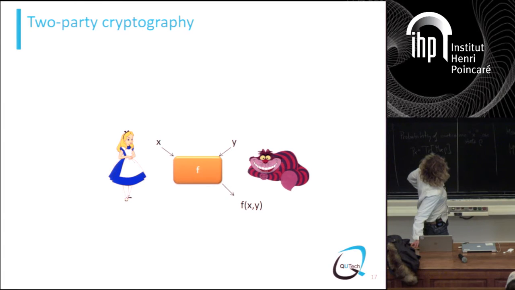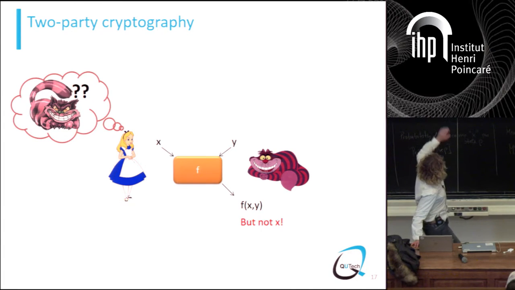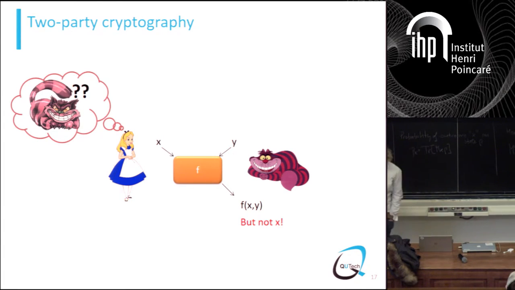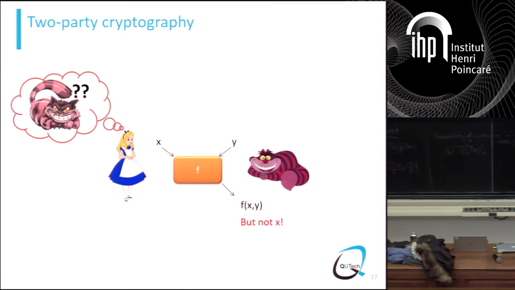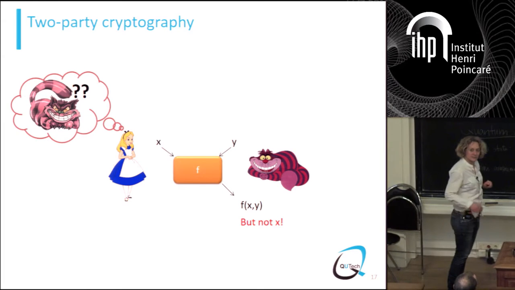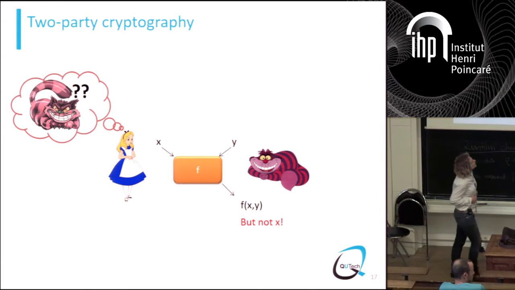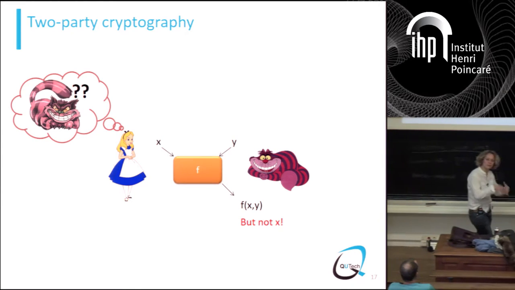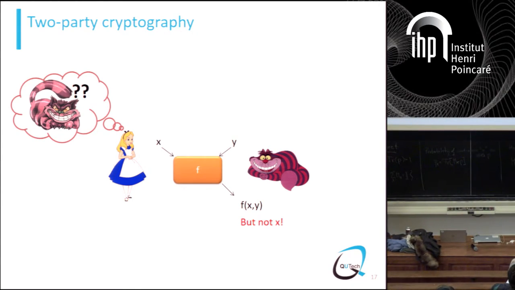I guess you all know about two-party crypto. Here we want to do secure function evaluation. The task is as follows. Alice has an input X, known only to her, but not to Bob. Bob has an input Y, known only to him, but not to Alice. They want to compute some function F, which is known to both Alice and Bob. At the end, they produce the outcome F of X and Y, maybe sometimes only to Bob or to both Alice and Bob.